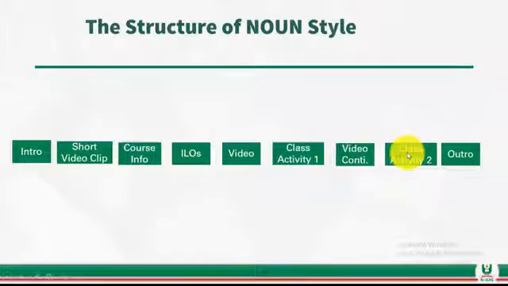Then the class activity 2 comes at the end of the video to evaluate the entire process. Then lastly, you are going to put an outro. Outro is the last video for your instructional video that you are producing. This is the structure of our NOUN style. And we expect that each video should have all these components. Now let's go to the practical session.